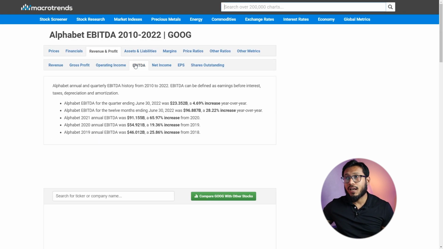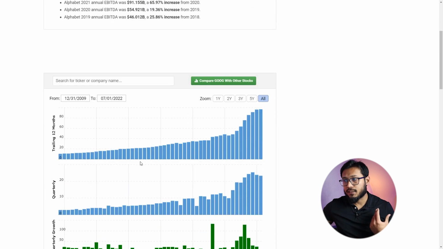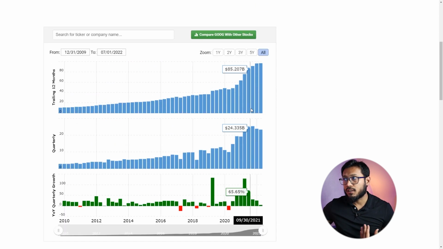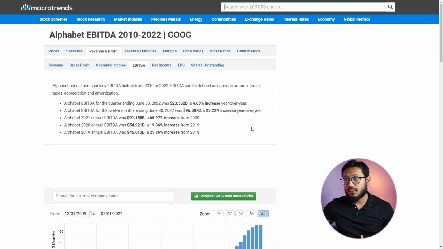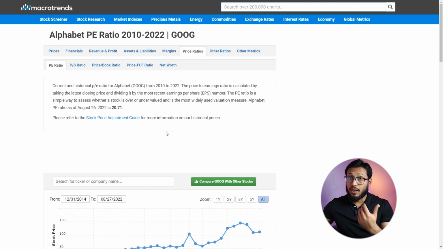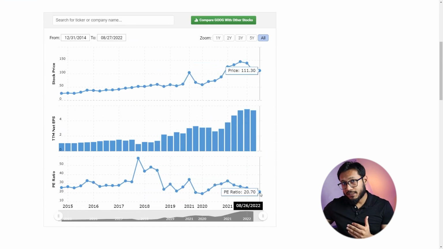Next, we can have a look at the EBITDA, and it has been growing steadily in the past couple of years. Everything is on the up and up. And the final thing that we're going to look at is the price ratios, or more specifically the PE ratio. At the moment, Google or Alphabet is trading at 20.7, which is near the expensive range.